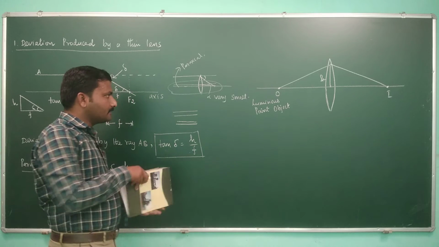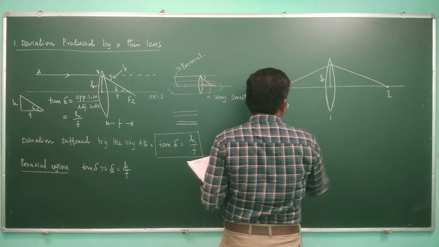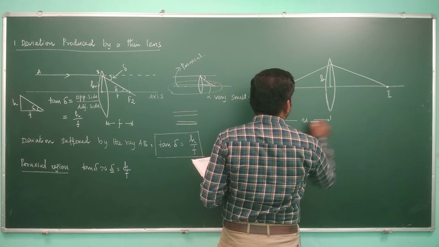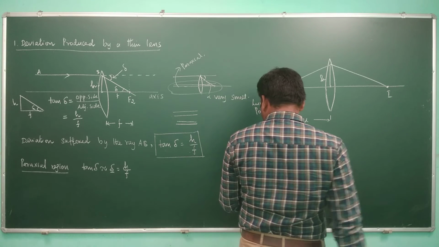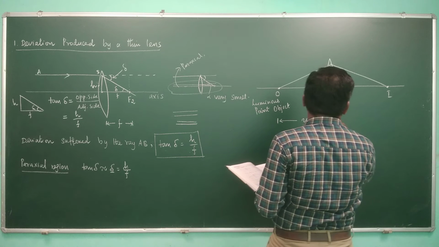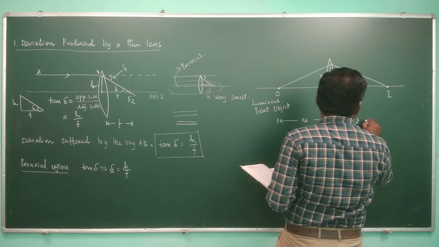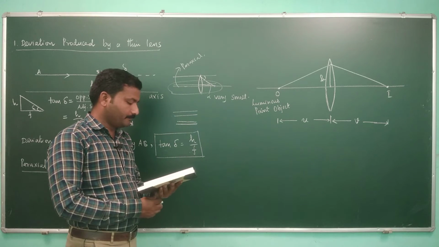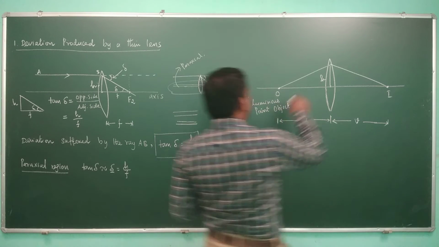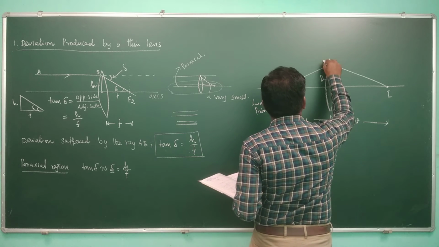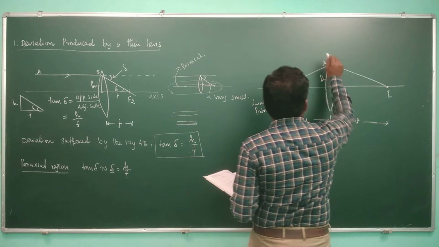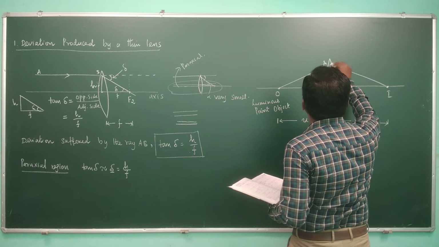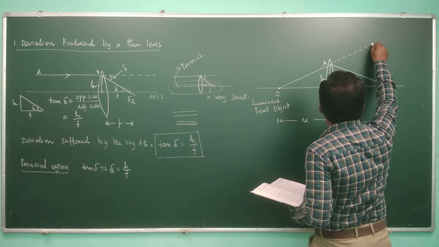Now let us define the distance between the optical center and the luminous point object as u, and the distance between the lens and the image is v. Now the point at which this incident light ray touches the lens is A, and if this light is not getting refracted at the lens, then it is supposed to travel in this direction.